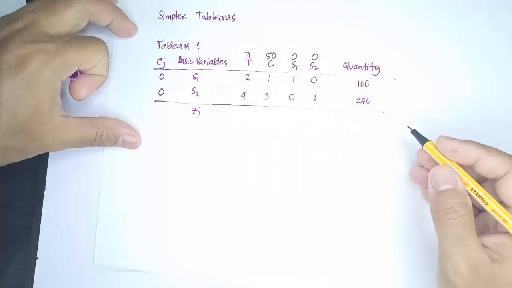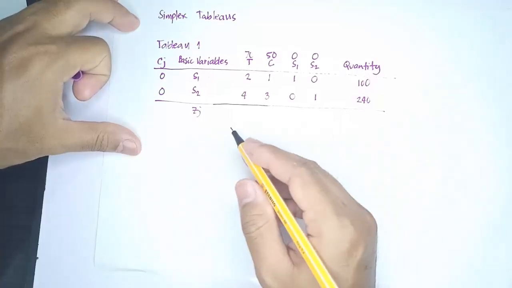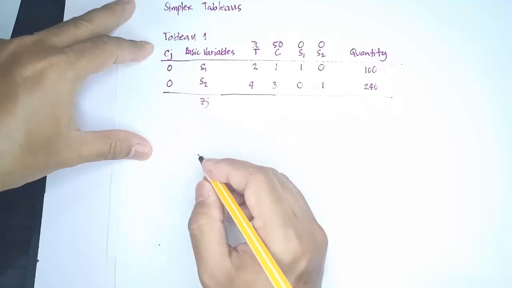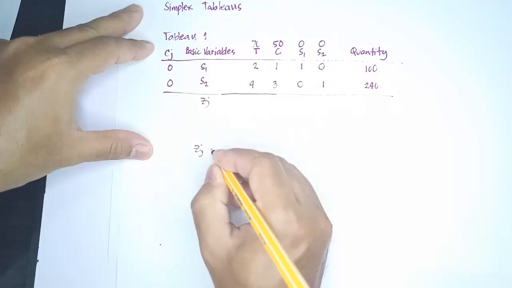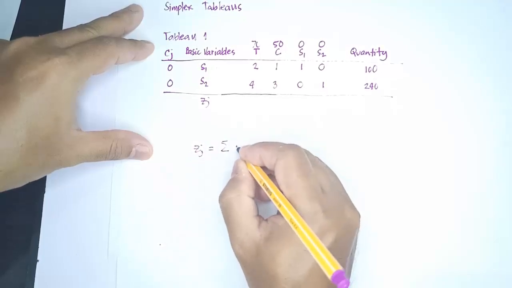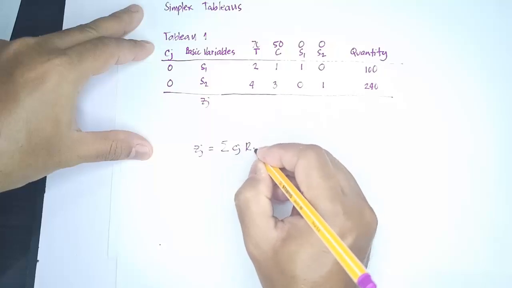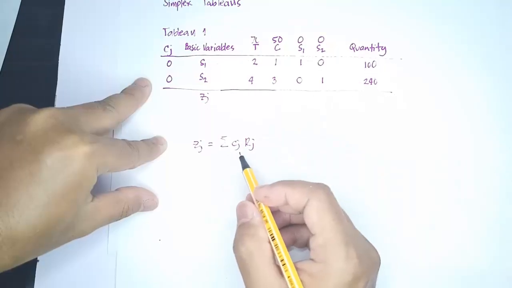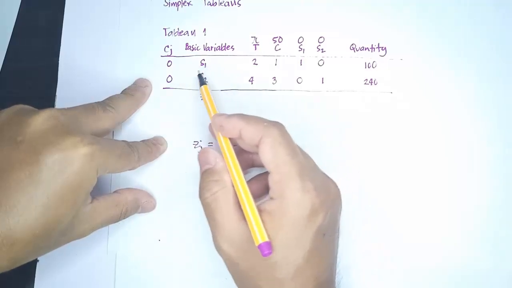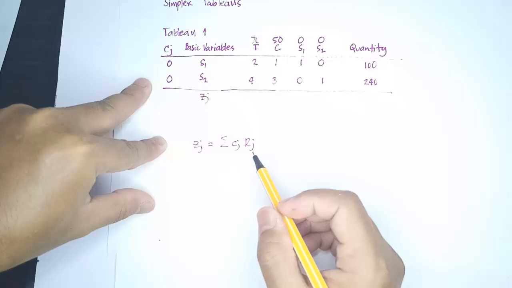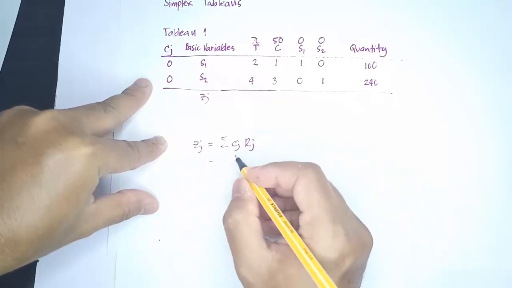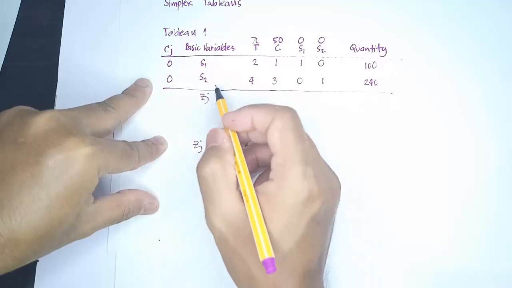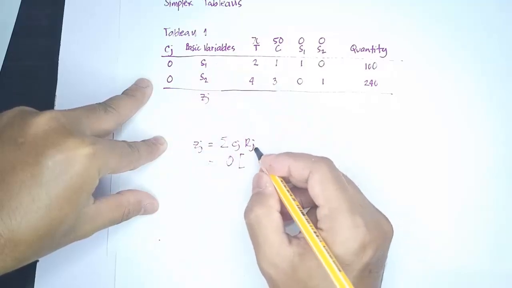The next part of the simplex tables is the row for z sub j. We can compute the entries of z sub j using this formula. Z sub j is equal to the summation of C sub j times R sub j. C sub j's are the coefficients of the basic variables in the objective function, and R sub j's are elements of each corresponding row. So for instance, C sub j is 0, the coefficient of S1, times the elements of row 1.